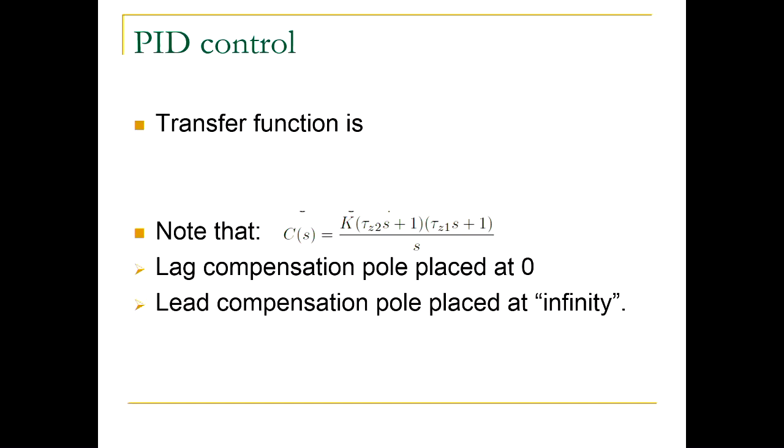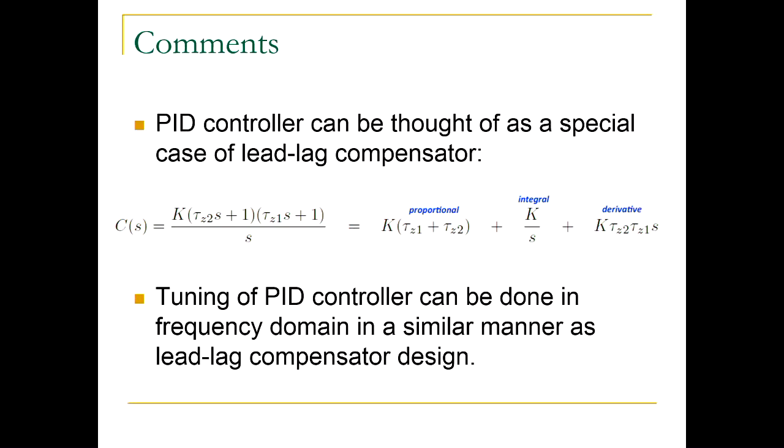Now, what I want to emphasize is the loop shaping or Bode diagrams design is the most systematic way to do PID controller tuning. So what we were talking about, Ziegler-Nichols and root locus and all of these things, they are not as powerful as Bode diagrams, all right? So in this case you have K, tau z1, tau z2 as parameters that you can tune. How can you see that? Well, when you multiply out everything, you can rewrite everything in this way. So you can see that you have proportional, integral, and derivative action. And the tuning is very similar to the lead lag compensation. All right.